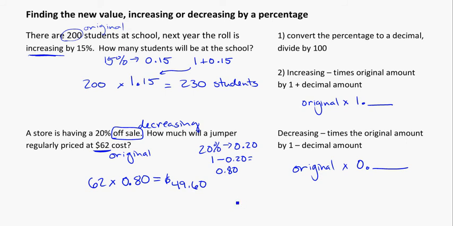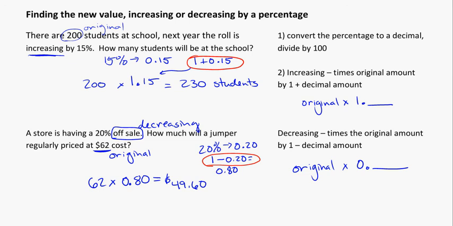So again, if you're increasing, you're going to take your original and times that by 1 plus whatever the percentage is. And if you're decreasing, you're going to take the original and times it by 1 minus whatever the percentage was. So again, increasing, think about it getting bigger, it's 1 plus. Decreasing, think about getting smaller, it's 1 minus.